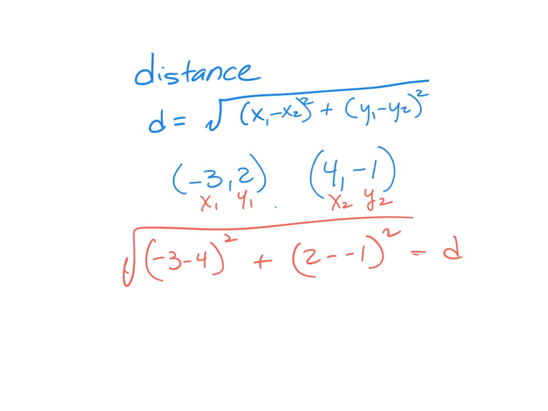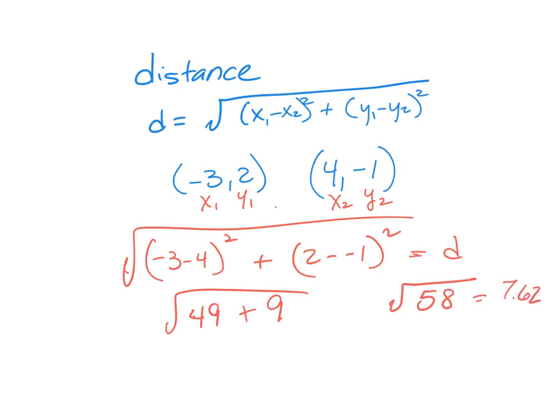I want you to simplify the guts of the hood first. That's going to be 49, because -3 minus 4 is -7, and -7 squared is 49. 2 minus -1 is 3, and 3 squared is 9. Then we put that under the hood, so it's the square root of 58. Everybody understand where I got that? So the distance between those two is like 7.62, and all we did was follow the formula.